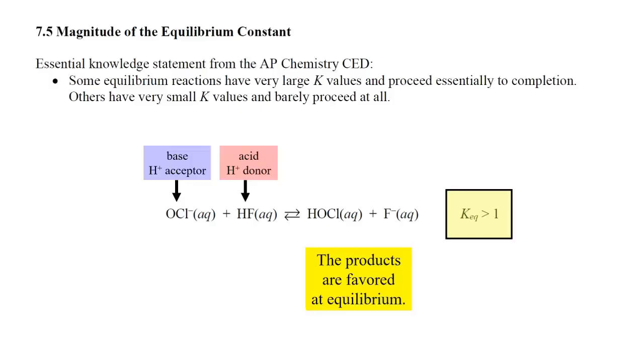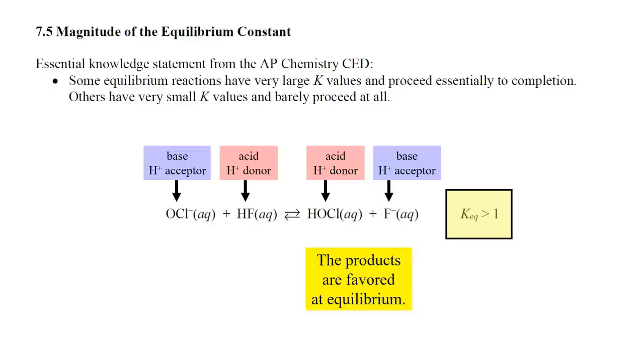Now on the other side of the equation, there's also one acid and one base. So we have the hypochlorous acid, HOCl, that would behave as a proton donor if this reaction proceeds from right to left. And then we have F-, the fluoride ion, which if this reaction were to proceed from right to left, would behave as a base, a proton acceptor.